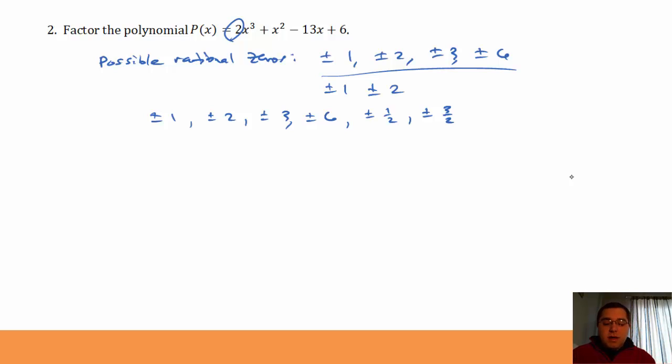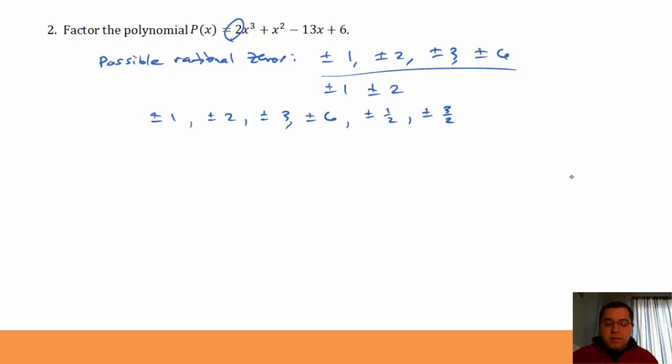The easiest one to plug in is 1. Now I could use synthetic division, but 1 is a pretty easy number just to plug into the polynomial and see if it gives me 0. When I plug in 1, I'll have 1 cubed is 1 times 2 is 2, plus 1 is 3, minus 13 is negative 10, plus 6 is negative 4. So that doesn't give me 0.